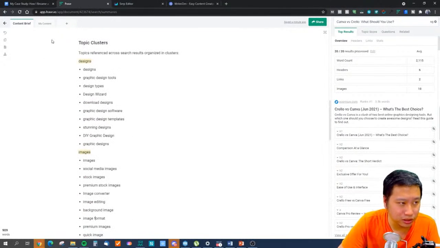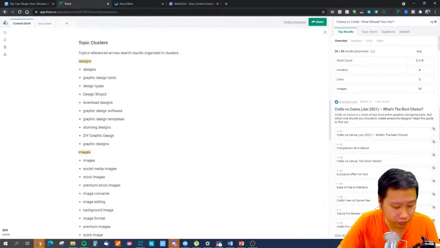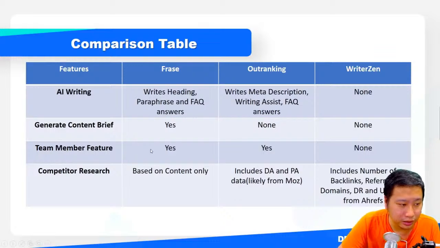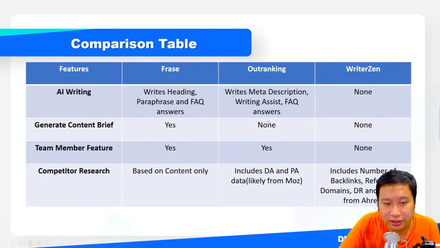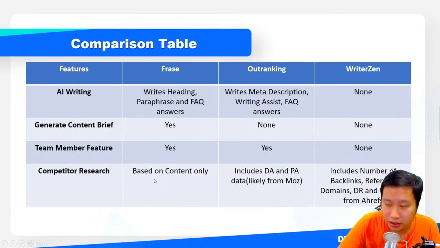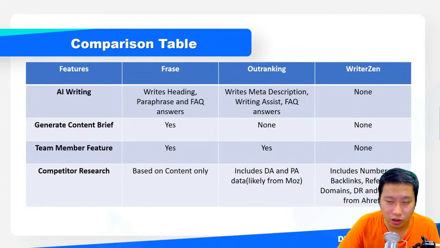Okay, so this is Phrase. But with Outranking and WriterZen, it doesn't have that at all. There's no team member feature with WriterZen, and for competitor research itself, Phrase is only based on the content. So Phrase is just comparing content to content, right?